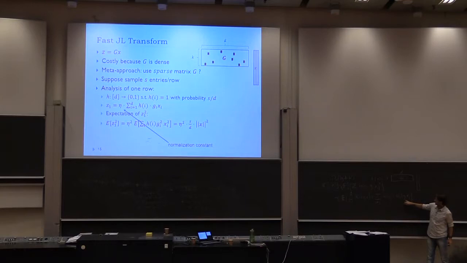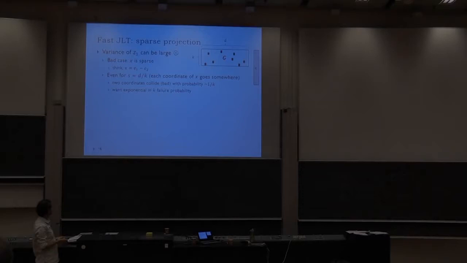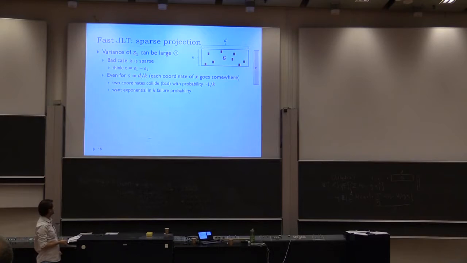Because g i and g j for different coordinates i and j are independent and centrally distributed, the cross term is equal to zero, always, because the expectation of g i is zero, and the expectation of g j is zero. What happens is that if these two coordinates collide, which can happen with probability something like 1 over k, then we will lose this signal. And the probability that we collide is roughly 1 over k, whereas we want the failure probability to be exponential in k. Okay? So this is the main problem.